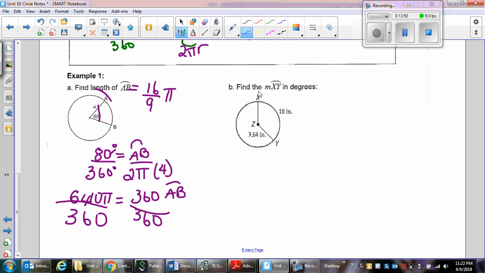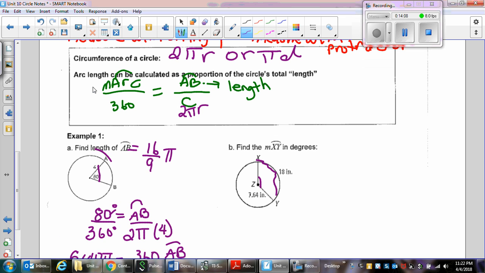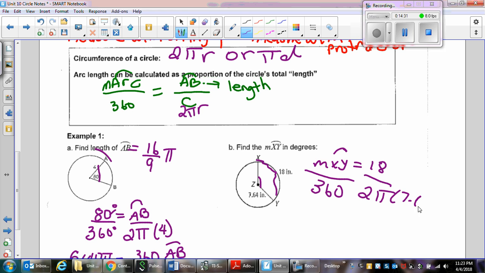All right, let's do another example. It says find the value of XY in degrees. So the question now is, I don't know what the degree is, but I know the length of this XY is 18. So I'm going back to this formula we just wrote down. The missing part now is going to be the degree, so you can write it as the measure of XY. That's my degree. When it is 18 inches, when it is 360, I know it's going to be 2 pi, and the radius is going to be 7.64.